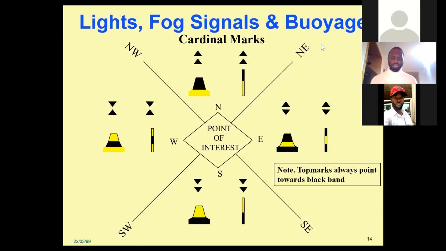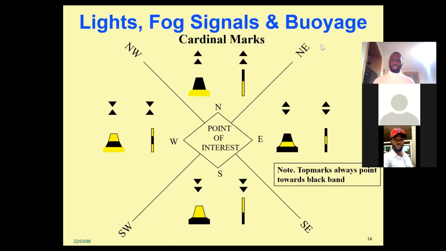I think the point of interest, as you mark it, is indicating the point at which the observer is, and that will determine where the observer will pass and leave the cardinal buoy. Are you sure? Please go ahead.